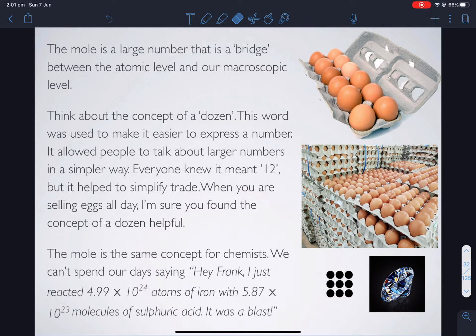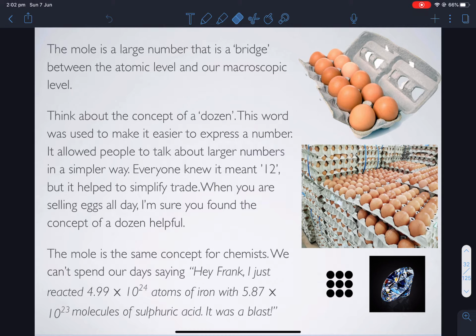So instead of us saying, like I wrote here, "Hey Frank, I just reacted 4.99 times 10 to the 24 atoms of iron with 5.7 times 10 to the 23 molecules of sulfuric acid, and it was a blast." A big mouthful. And chemists try to make things simpler. So what we deal with is large amounts called the mole. So we're linking the small atomic level up to our level.